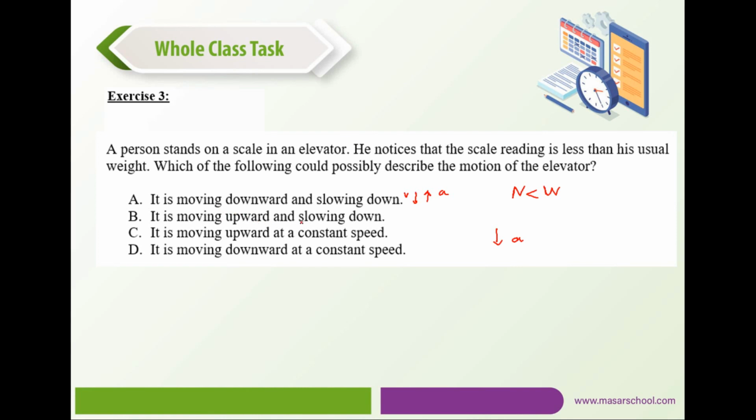It is moving upward and slowing down, so v is up, and because it's slowing, acceleration is down, so part B would be correct. It is moving upward at a constant speed. This is wrong because acceleration would be 0, and this would yield a result where W is equal to N. It is moving, so this is also wrong, and the correct answer would be B.